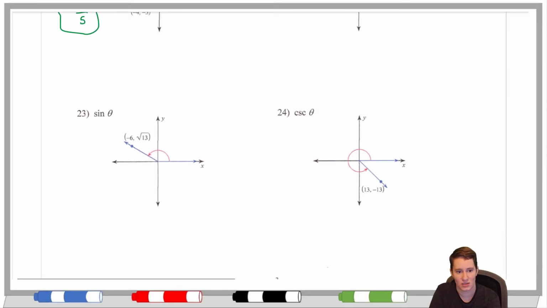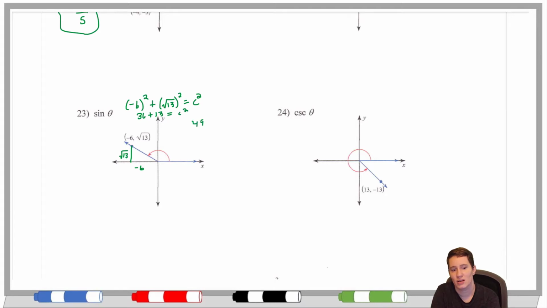Sine. So negative 6 is telling us our x, square root of 13 is telling us our y. Sine is opposite over hypotenuse, so we do need to figure out the hypotenuse here. We're going to do the Pythagorean Theorem. So this is 36 plus 13, which is 49. So that means that C is 7. So our hypotenuse is 7. We're going to do opposite over hypotenuse, so that's square root of 13 over 7.